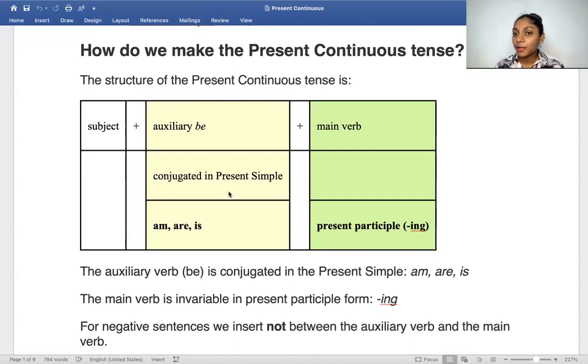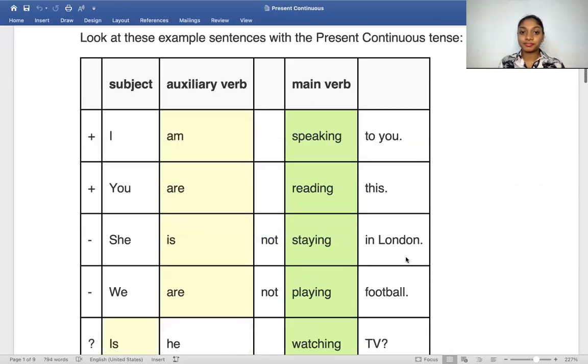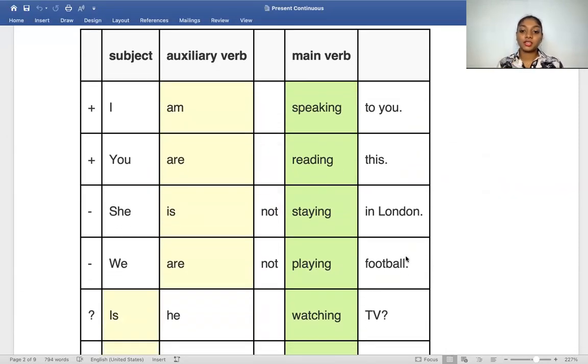How do we make the present continuous tense? Subject, am, is, are, and then the present participle form. That means ing. Present participle is the ing form of the main verb. You know, singing, playing, dancing, eating, preparing. Okay. Right? Shall we move on to the next one? So this is the next one.